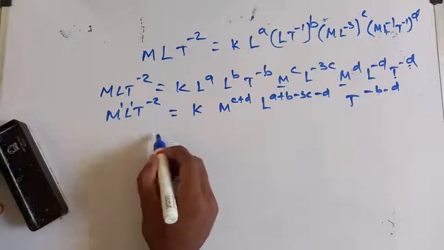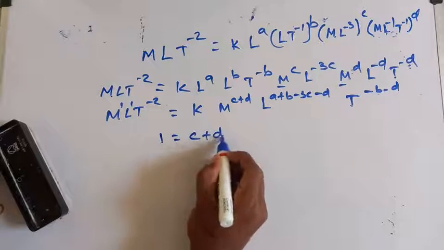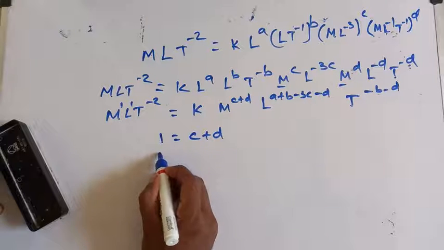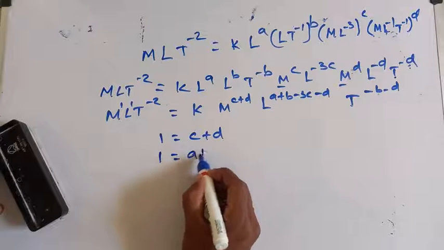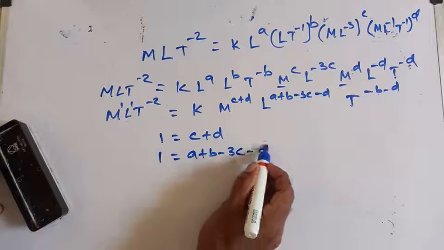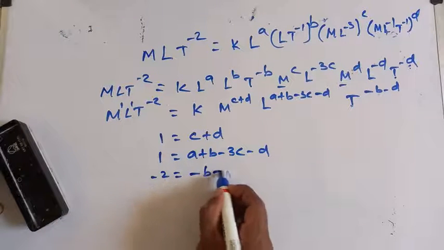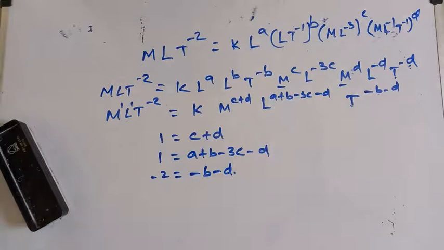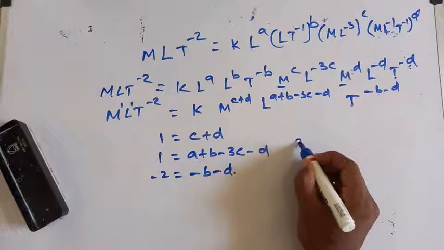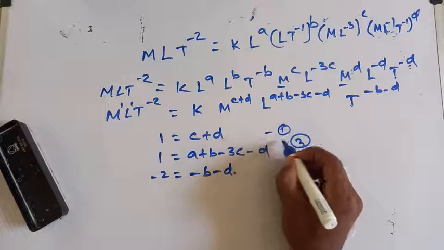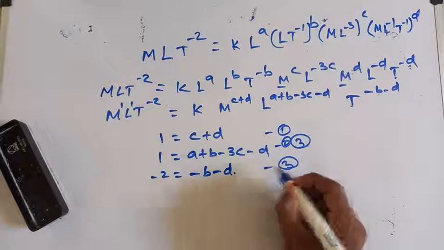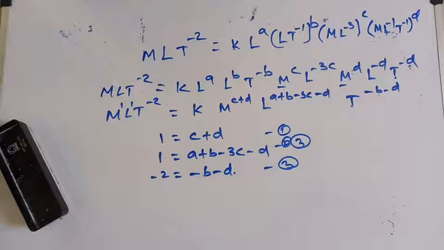So I am equating M's power 1 equal to c plus d. Then equating L term, L's power: a plus b minus 3c minus d. Equating T's term: minus 2 is equal to minus b minus d. Okay, now we have only 3 equations, 1, 2, 3. But we have 4 constants. So what I am going to do now is substitute a, b, c, all 3 terms in terms of d.